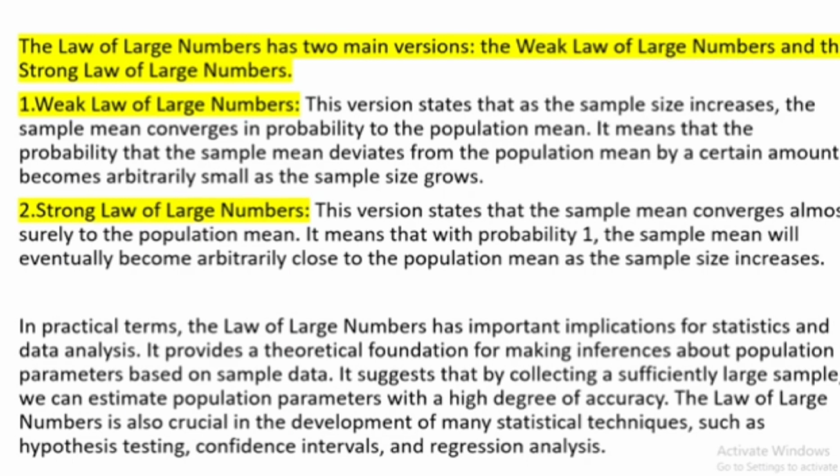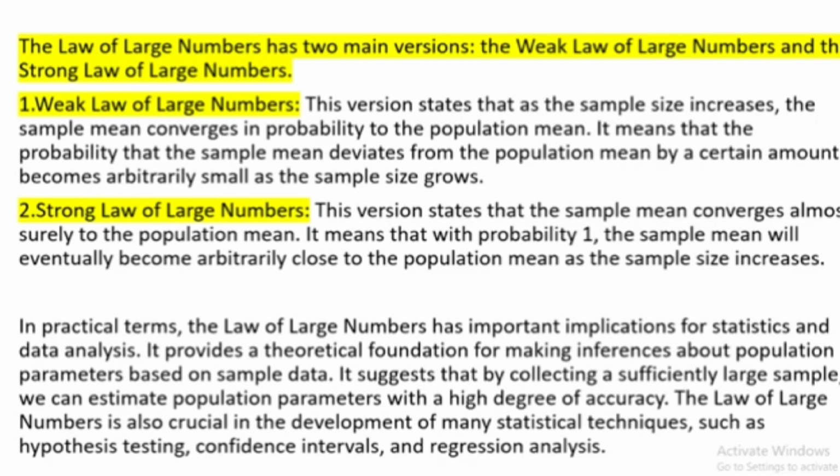Second, strong law of large numbers. This version states that the sample mean converges almost surely to the population mean. It means that with probability 1, the sample mean will eventually become arbitrarily close to the population mean as the sample size increases. In practical terms, the law of large numbers has important implications for statistics and data analysis.